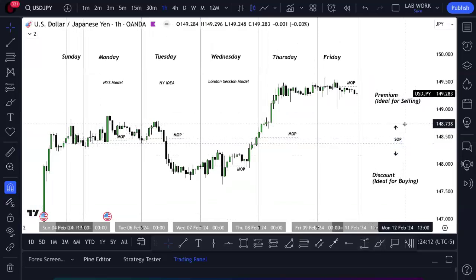Anything above this price point is going to be a premium. You're going to most likely find ideal selling conditions here. Same thing, vice versa. When price is below here in a discount, you're most likely going to find ideal buying conditions down here. So you're buying cheap or you're selling expensive. That's the most ideal scenario for you as a retail trader. It's most safe to take those odds.